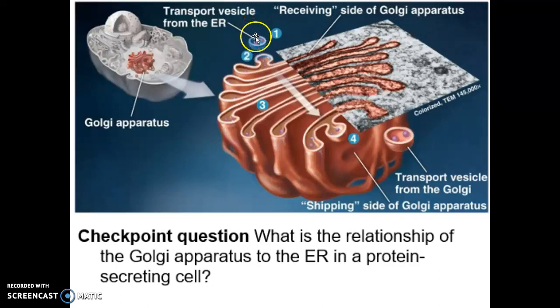So the vesicle containing the glycoprotein fuses on one end. It then gets modified in the Golgi apparatus the way it needs to in order to become a functional protein, and then it comes out from the other side in the form of a vesicle again, onto the shipping side of the Golgi.